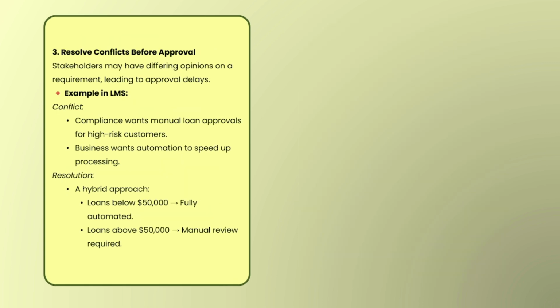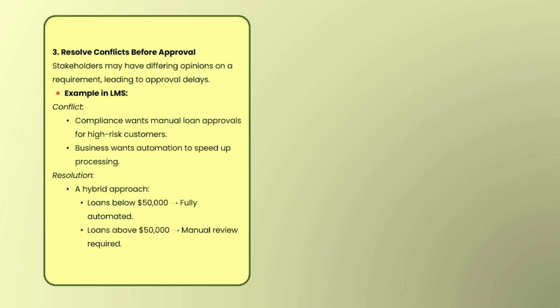So the loan approval workflow requirement is discussed in this particular meeting. And the next is resolve conflicts before approval. Well, this is quite interesting. Stakeholders may have differing opinions on requirements, leading to approval delays. Let's align with our example. The conflict in the loan management system is that the compliance team wants a manual loan approval for high risk customers. They don't want automation here. They want a manual loan approval process if the customer is identified in the high risk category, and business wants automation to speed up the processing. So this is the conflict.